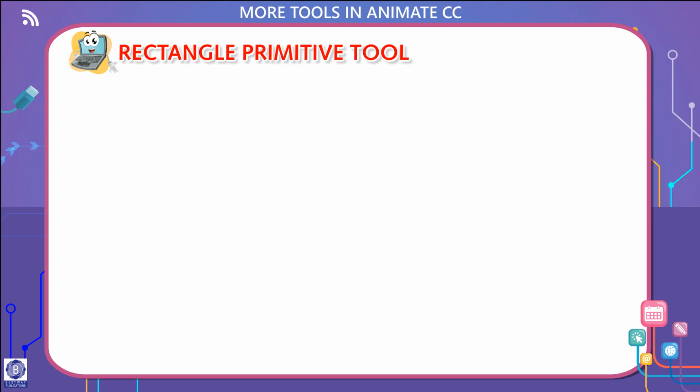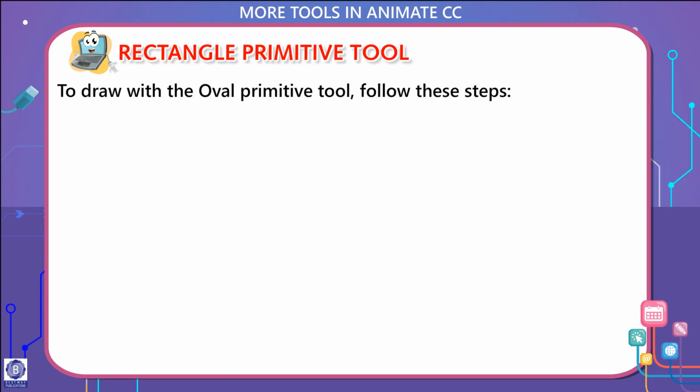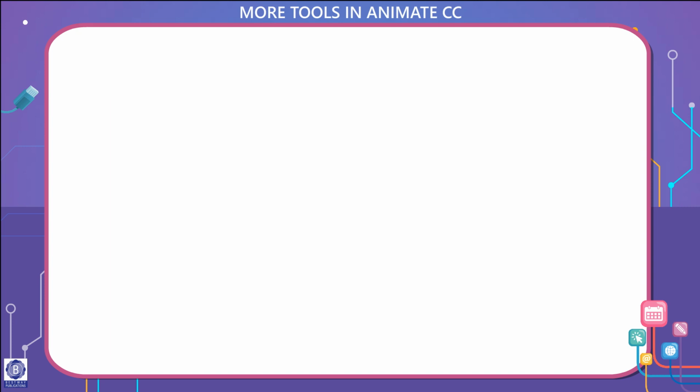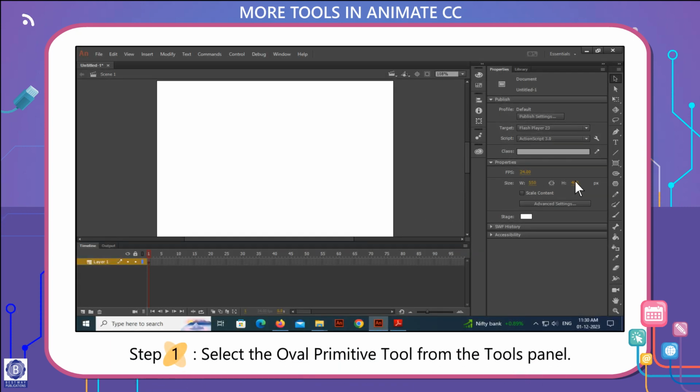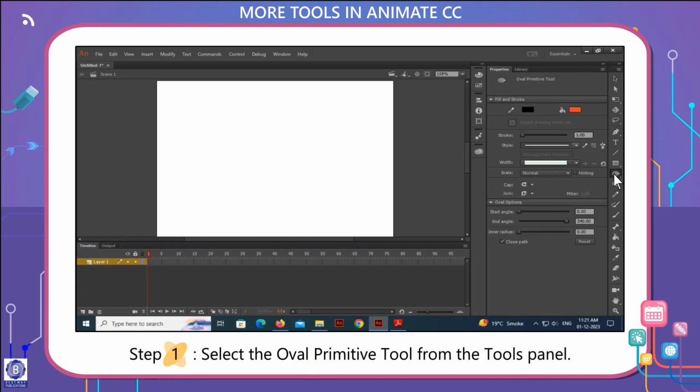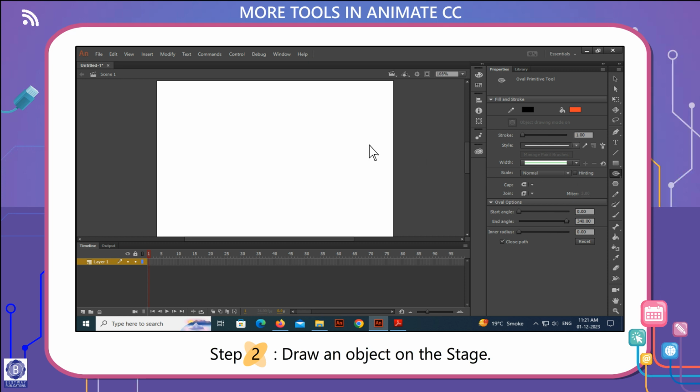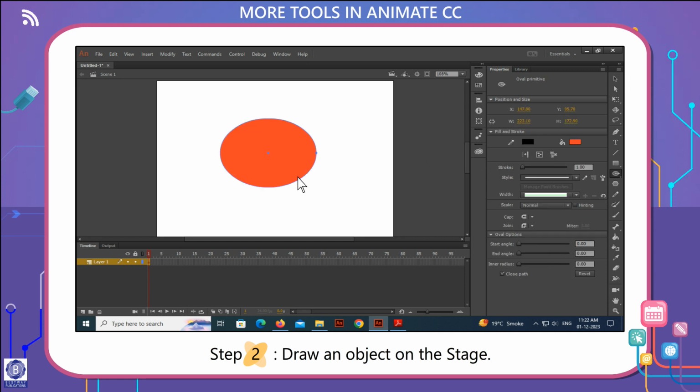Rectangle primitive tool. To draw the oval primitive tool, follow these steps. Step 1. Select the Oval Primitive tool from the Tools panel. Step 2. Draw an object on the stage.